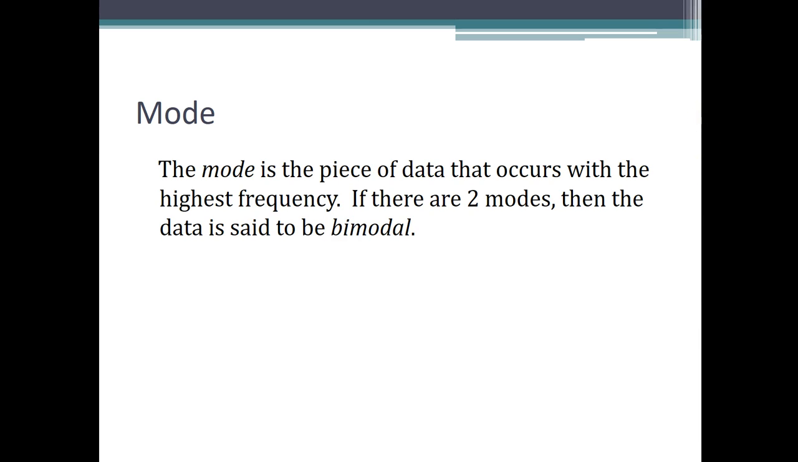Okay, now the mode. The mode is the piece of data that occurs with the highest frequency. If there are 2 modes, then the data is said to be bimodal. So if you have 2 numbers tied for highest frequency, then you've got more than one mode. You can have trimodal with 3 modes or more. Look at what the highest frequency is, and whatever numbers have that highest frequency, there's your mode or modes. It's not the highest frequency and second highest frequency. It is the highest frequency. And it is possible to have no mode.